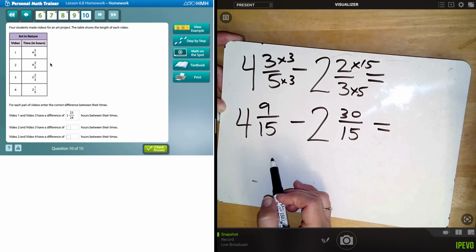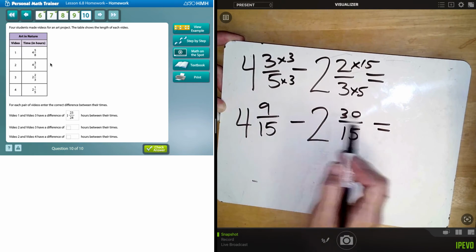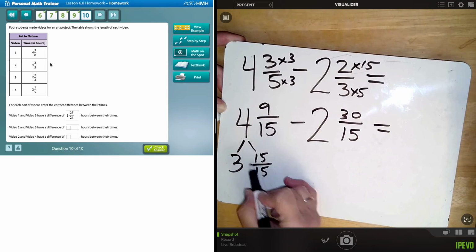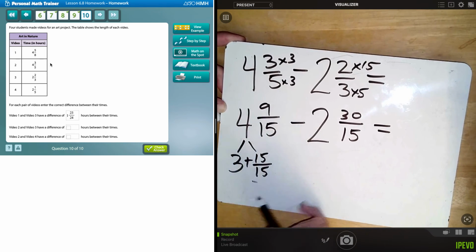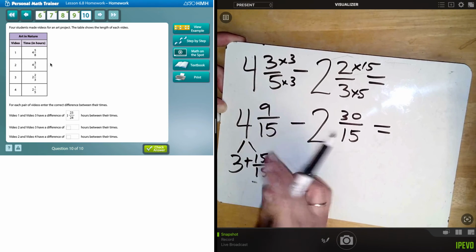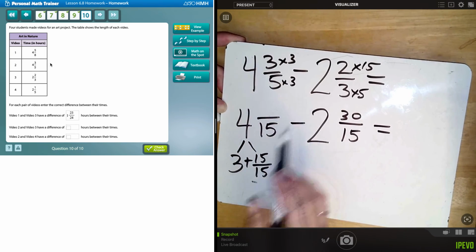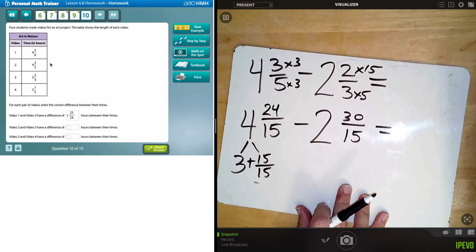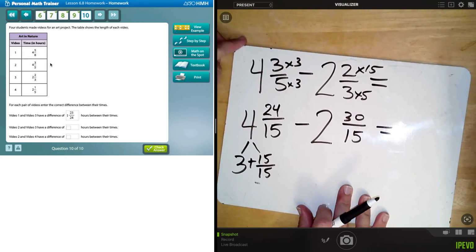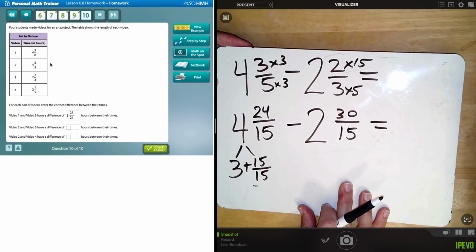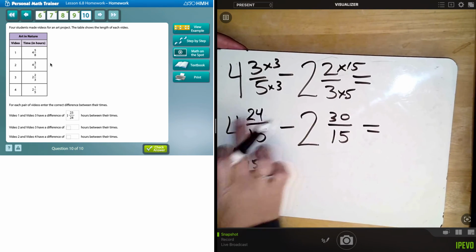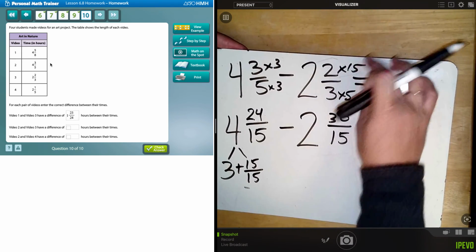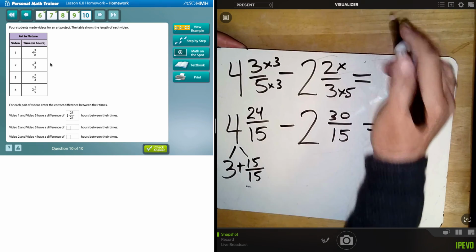I can't do 9 minus 30, so I have to regroup this one. So it's really going to be 3 plus 15/15 plus the 9/15. So this will be 24/15. What? Oh, what did I do? Do you see my error? Oh, I see my error. I think I can keep this, but I made a mistake here. I did 2 times 15. Yikes! It should just be 2 times 5.